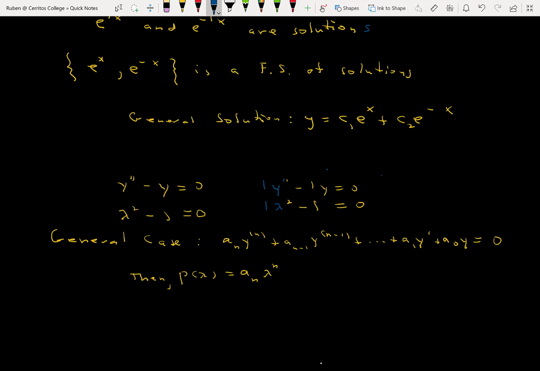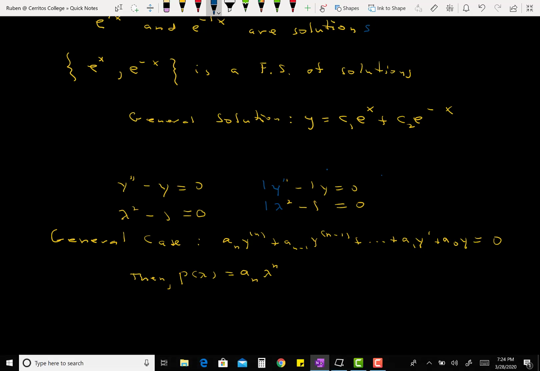Okay. Notice that in the differential equation we're looking at 1 y double prime, and in the corresponding auxiliary equation we have 1 lambda squared. So the order of derivative corresponds to the power of the lambda in the auxiliary polynomial.